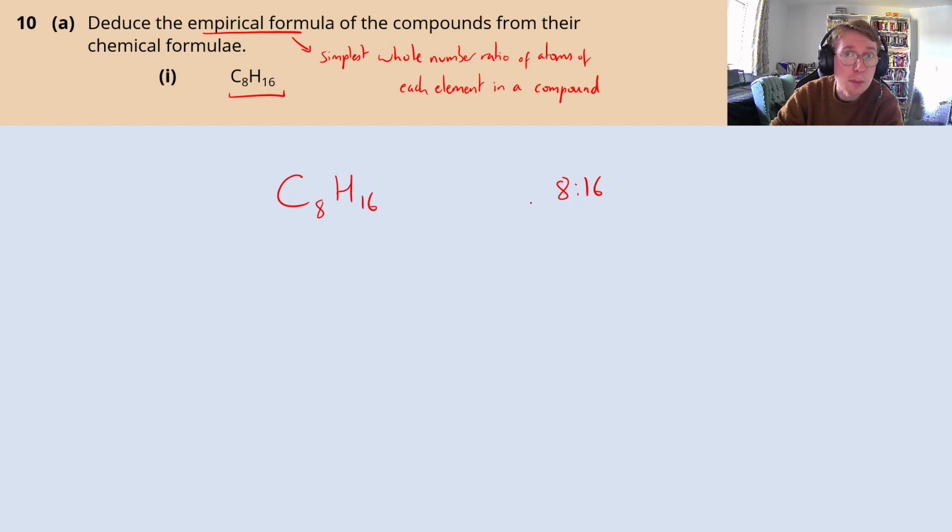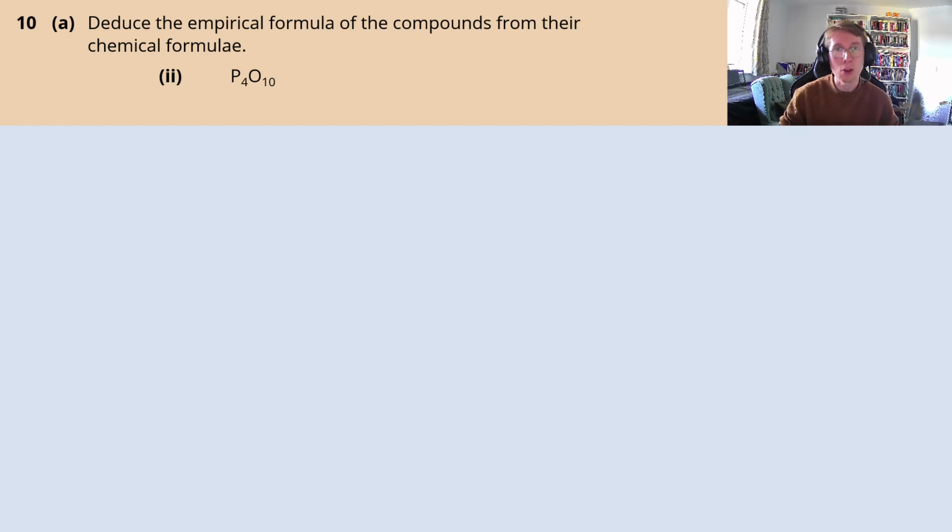Now both of those numbers can be divided by 8 to give us a whole number, and that will give us a ratio of 1 to 2. So therefore, our empirical formula we write in a similar way to a molecular formula. It will be C1H2, but remember we don't need to write the 1 in there because the 1s are implicit. So if you've got CH2, well done, that's worth a mark.